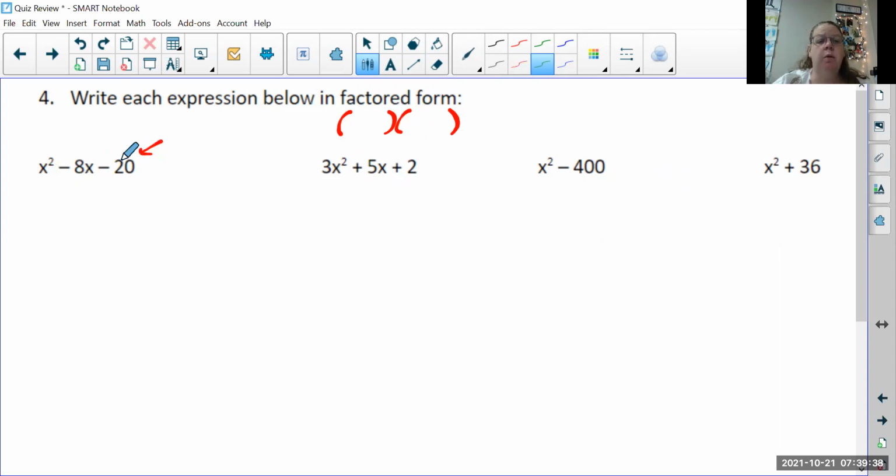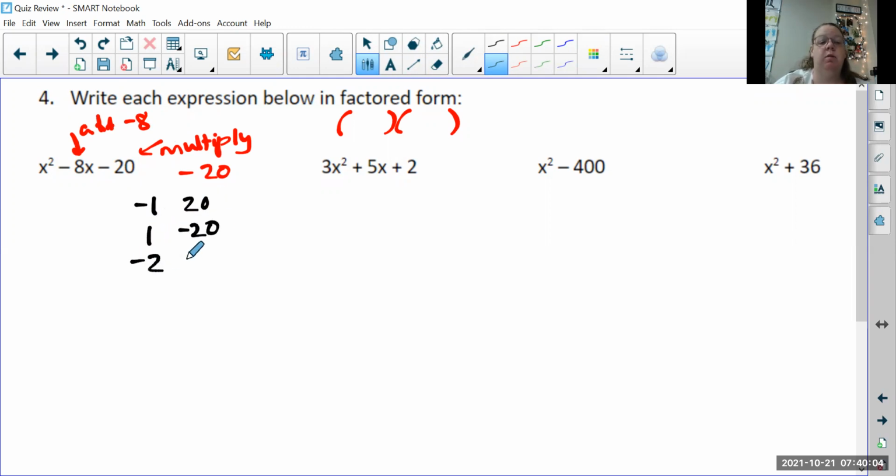So for the first one, we know that we have to multiply to the C value, which is the last value. So we need to multiply to negative 20, and we need to add to negative 8. So the first thing to start with is think about the multiples of negative 20. If it's negative, that means I need to have one positive and one negative. So it's like negative 1 and positive 20, or the other way around, positive 1 and negative 20, or negative 2 and 10, or the other way around, 2 and negative 10, or negative 4 and 5, or positive 4 and negative 5. All of these are the ways that we can multiply to negative 20.